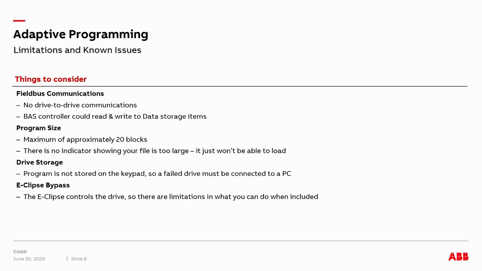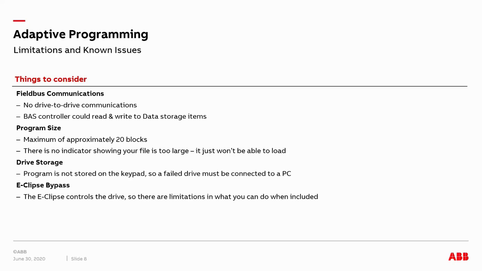Drive storage. The program itself is not stored on the keypad, so this is the adaptive program you're writing. So if you have a drive failure, control board fails, or the power section fails, you're either going to have to bring back that control module onto the drive with the replacement, or you're going to have to reprogram the adaptive program into the software after you've swapped everything out. So just make sure that you're always able to load that back in.